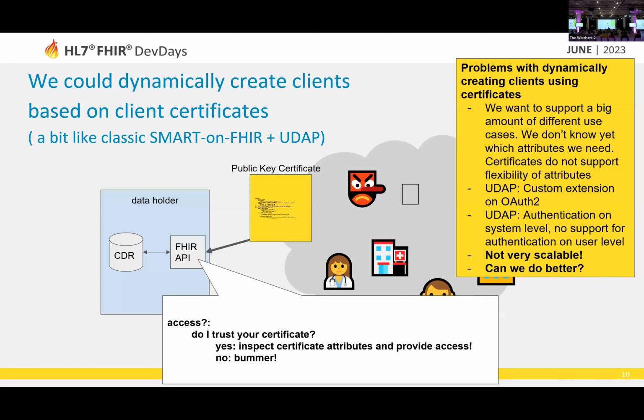Another problem is that UDAP uses authentication on a system level. So it's not yet usable to support authentication on a person level. Because you can think, if you want to access a FHIR API using your phone, it's pretty hard to include a certificate. So the conclusion, it is scalable, but not very scalable. And I think we could do better.